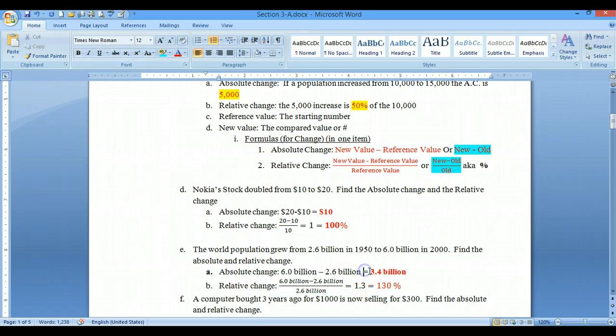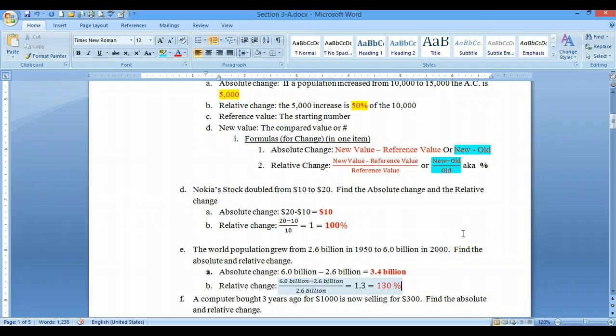The relative change takes that subtraction, that exact same one, and then divides it by 2.6. These will match. And you get 1.3, or changing that to a percent, move the decimal over 2 to the right, makes it 130%. Remember, relative is always percent.